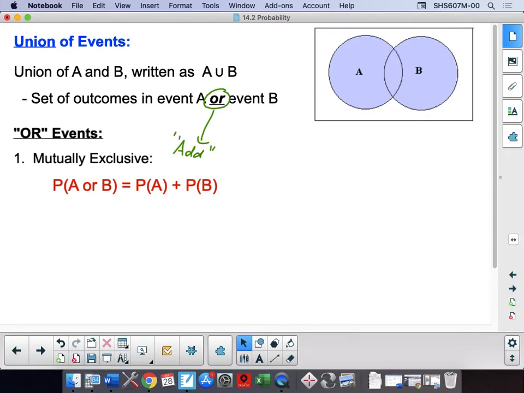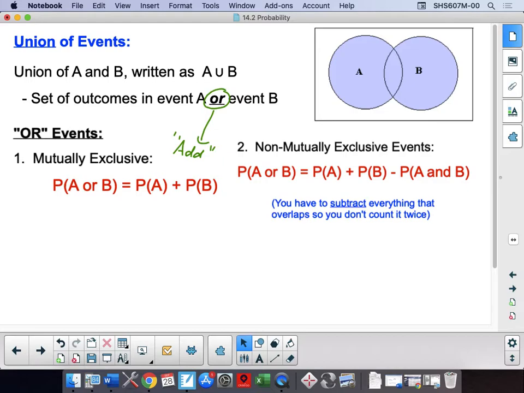So if events are exclusive, then what's the opposite of that? The opposite is non-mutually exclusive. For those, I do the same thing: I add each probability up.